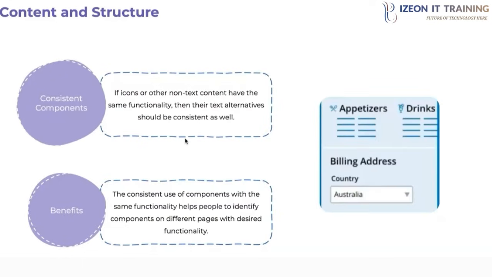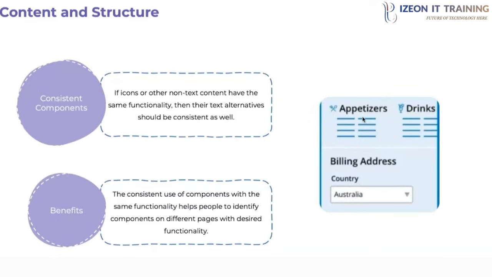Content and structure. Consistent components. This is simple. If icons and other non-text content, so means more in the graphical way, have the same functionality, then their text alternative should be consistent as well. This is more about the bullet points or if you're using icons that are consistent, their text elements also have to be consistent.